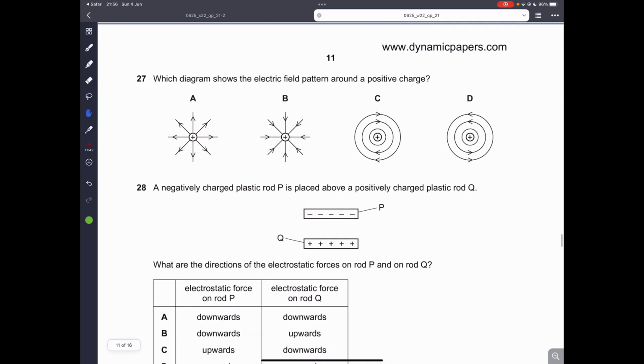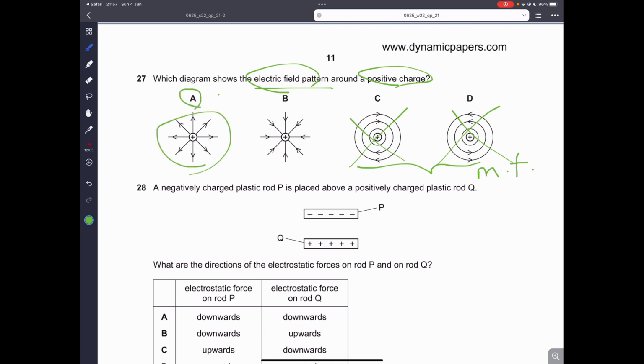Question 27. Which diagram shows the electric field pattern around a positive charge? Remember, C and D are not possible, because these are used to represent magnetic fields, and they are asking you for the electric field, not the magnetic field. Now for the positive one, it looks something like this. Therefore, A is the correct answer. It is always going outwards, while the negative one is going inwards.